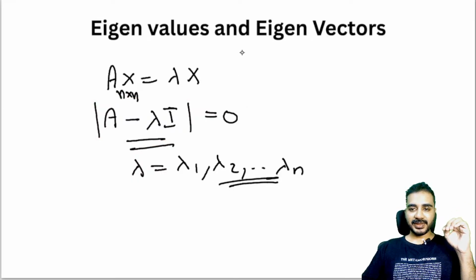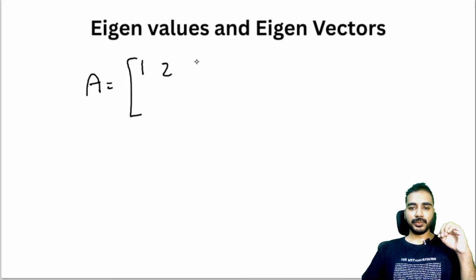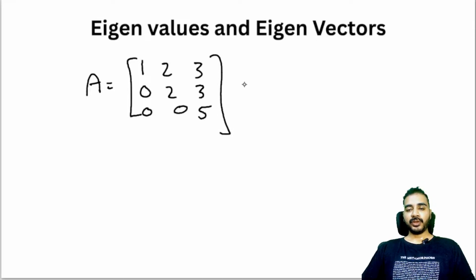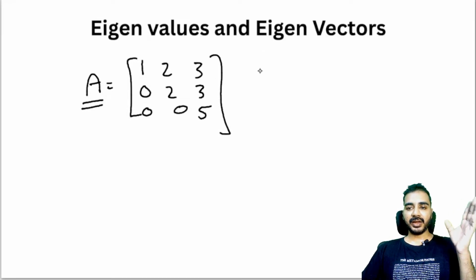Now let's take an example. Let A be the matrix with rows 1 2 3, 0 2 3 and 0 0 5. Let's take a simple example here. We need to find the eigenvalues and eigenvectors for this matrix A. So first we have to find the eigenvalues here.